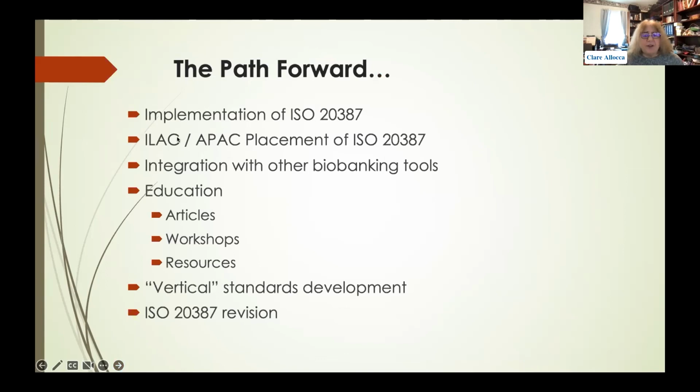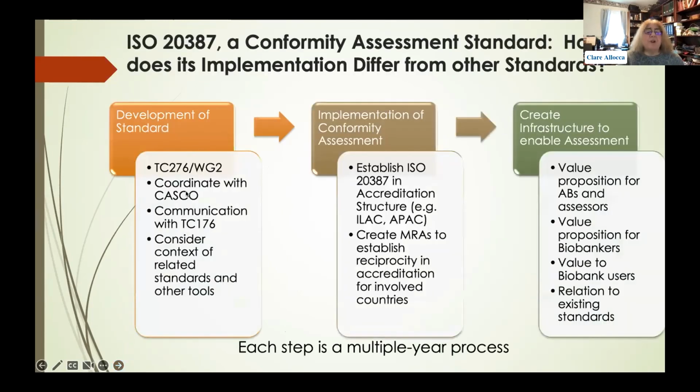So the path forward, then, we will be continuing the implementation of ISO 20387. And some of that is really about the next steps that occur with a conformity assessment standard. Once a standard has been developed, there are actually quite a few other steps, because it's an international cooperation that is required in order to establish the reciprocity that would be associated with accredited standards. And so that takes years, because that's actually country agreements, or MRAs, to establish that reciprocity. And we're in the midst of doing that.